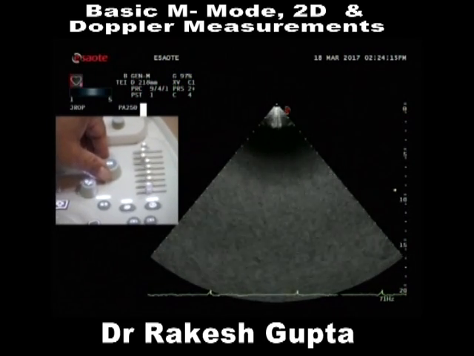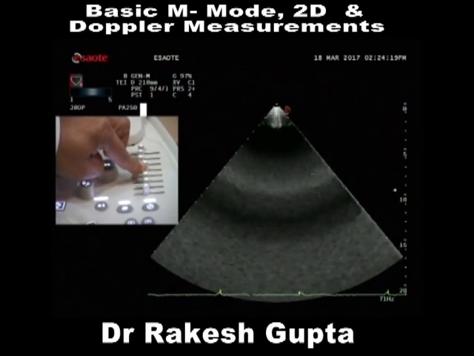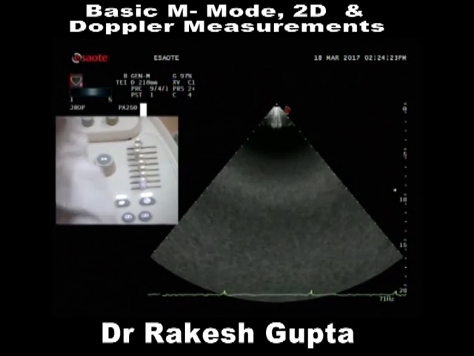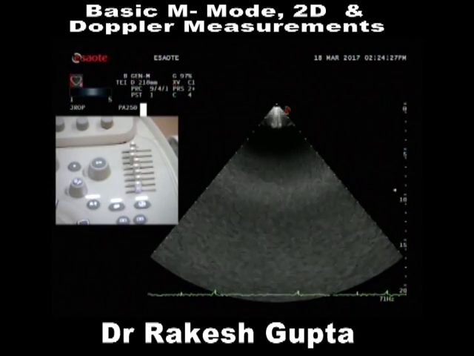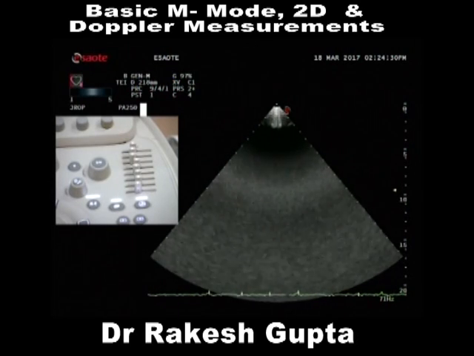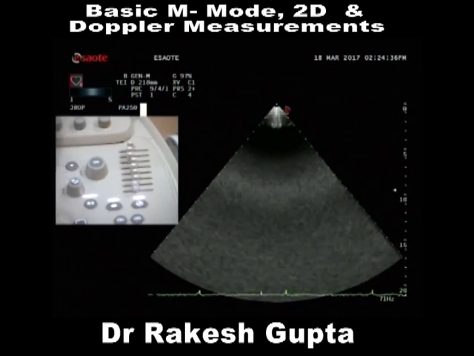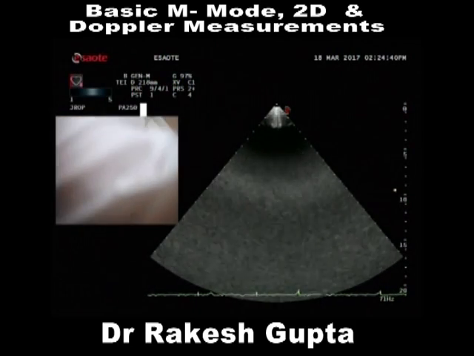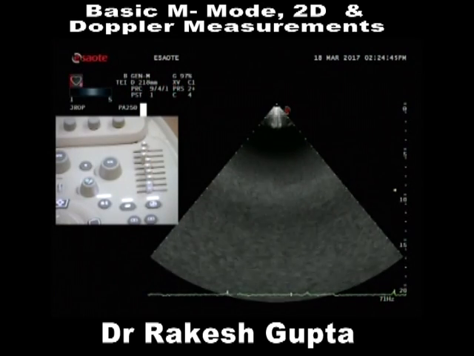Suppose my gains are too high, so what I am going to do is reduce my gains. If tomorrow somebody tells you to increase the gains, ask him: generalized or selective? Selective is done by TGCs, generalized gains are done by the B button. And it's there in every machine, only the name is different. My name is Rakesh Gupta, your name is Suresh Gupta, but ultimately it's B gain only.